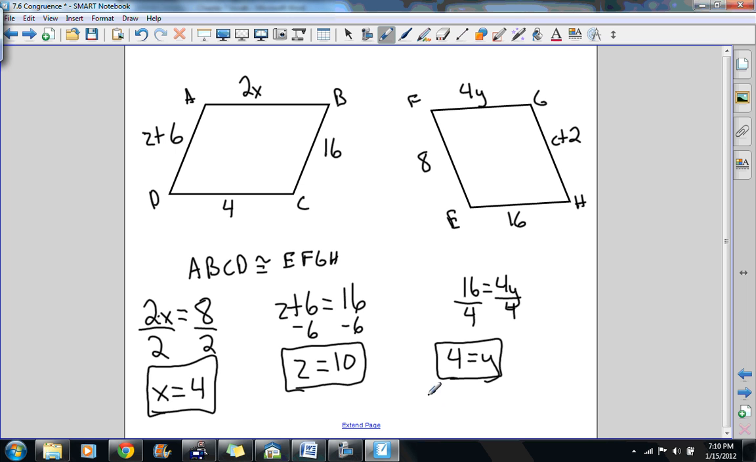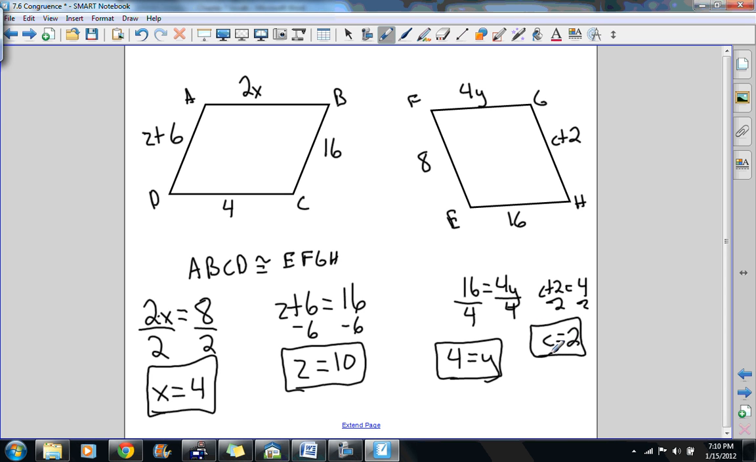And then last but not least, we have C plus 2 is going to be congruent to 4. Whoops. C plus 2. So now I have to subtract by 2. And I get C is equal to 2.